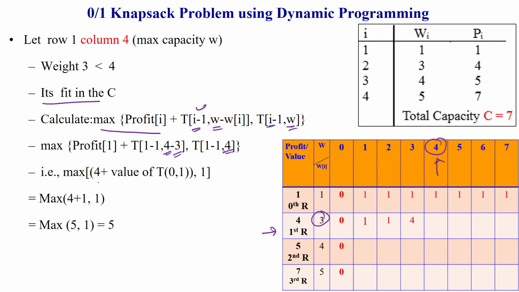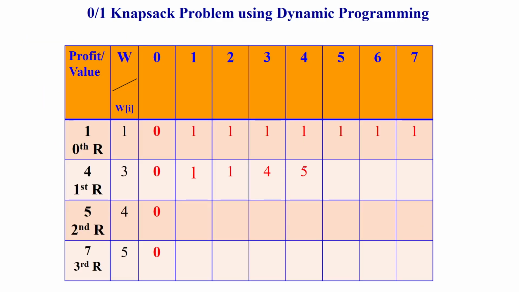So when you substitute the values, 4 is the current product's profit, and T of 0 comma 1, this 0, this 1, and here T of 0 comma 4, which is the previous row's fourth one. This one, so that is 1. When you apply this, the maximum of the values is 5, so 5 has to be written here. So now we increment J plus plus.